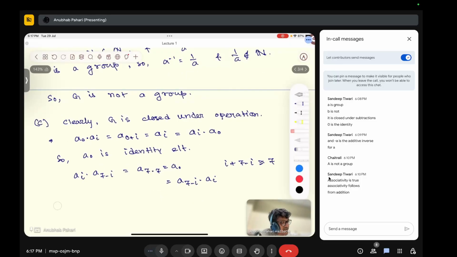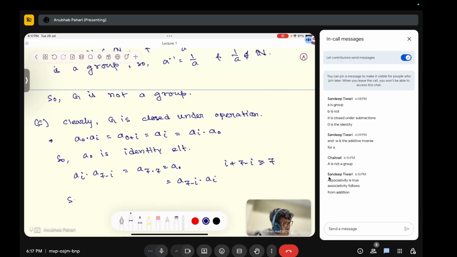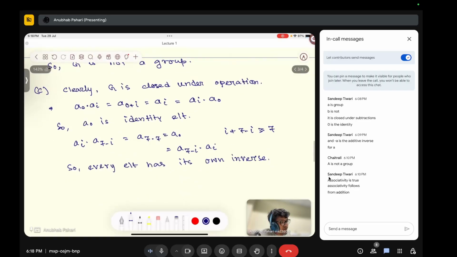So every element has its own inverse. So G is a group.